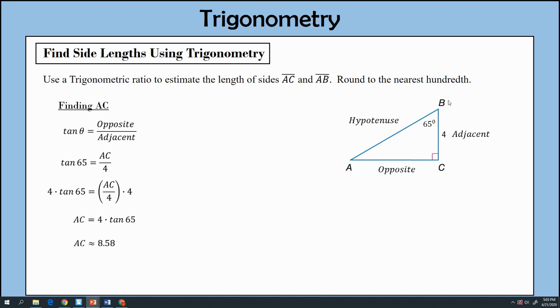Okay. Now I want to find the hypotenuse. So I want to find AB. AB is the hypotenuse. We know 4 is adjacent.